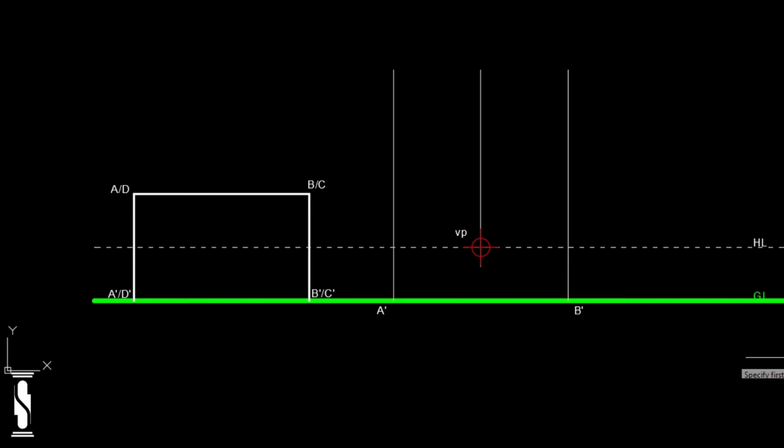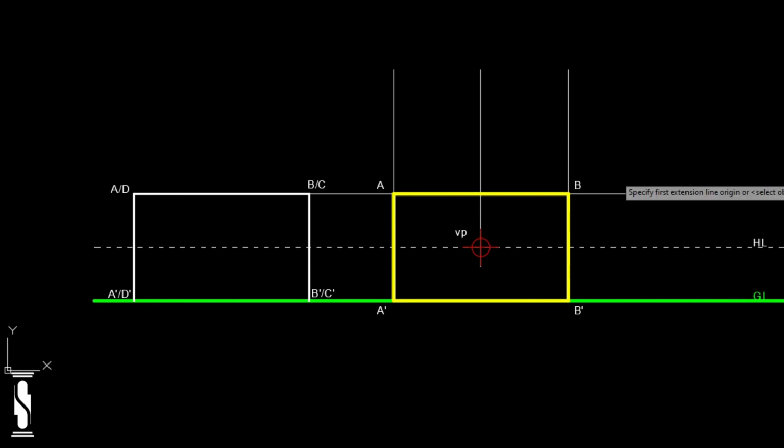To mark the height of points A and B, draw a horizontal projection line from the elevation, and wherever these horizontal lines and vertical lines meet, name those points A and B respectively. Now, if we measure this rectangle, it is of the same size, that is 10 cm by 6 cm.